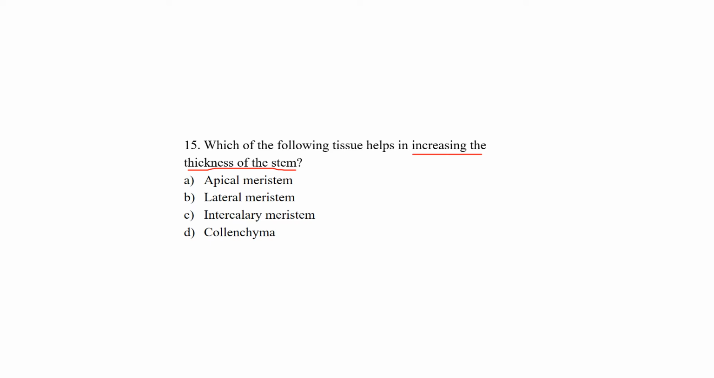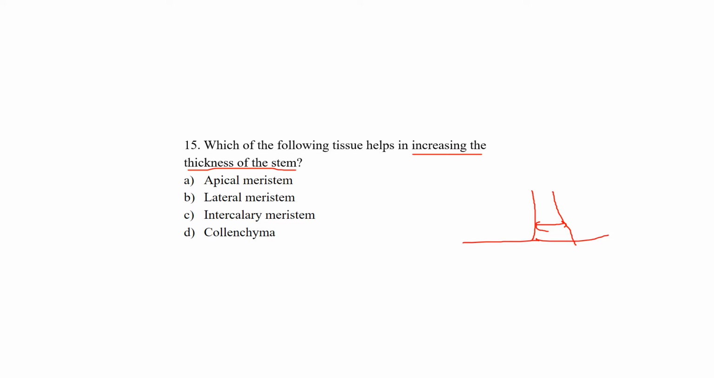What do you mean by stem, dear students? When a plant is attached to the soil, you can say that this is the stem of the plant, right? We can see that this stem is very thick and very wide. So we have to find the option that tells which tissue helps in increasing the thickness of the stem, making the plant stem wider. Okay, so come to the options.